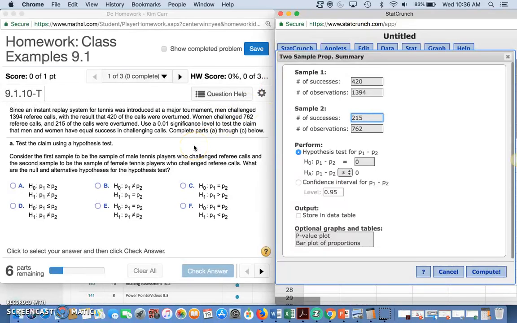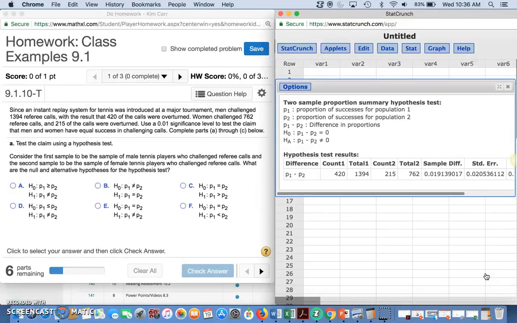And what were we testing? Test the claim that they have equal success. So if it says equal, we want to do not equal. Everything is like it should be here, and we're going to compute. That's my output. Okay, before we go on, let's see what we were actually testing.